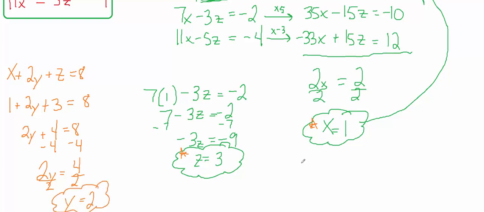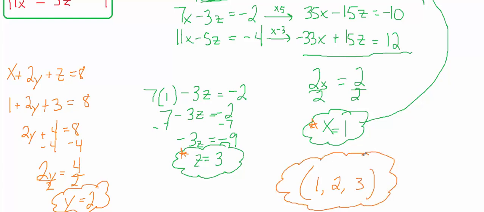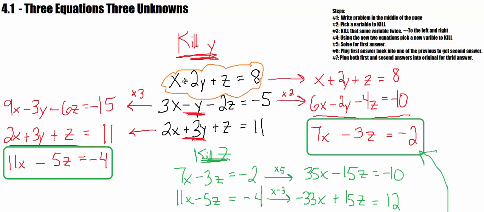And there it is. There's my answer. My x value is 1, my y value is 2, and my z value is 3. And I write my answer as a point in 3 dimensions. And that's how we solve beastly problems. Again, let's look at it. We started with 3 equations.